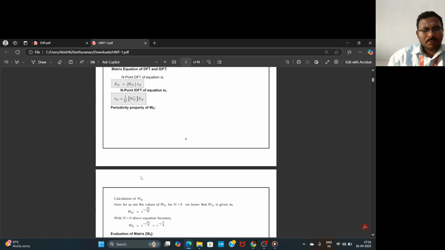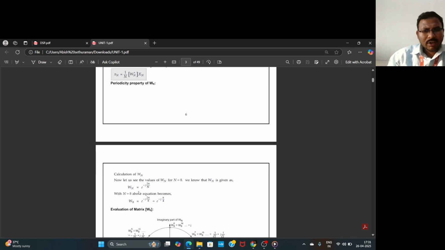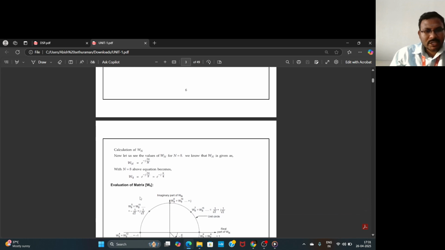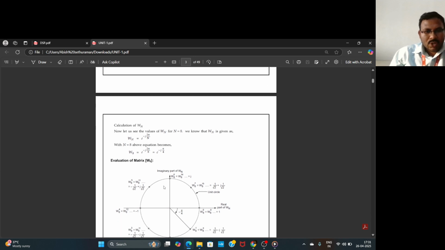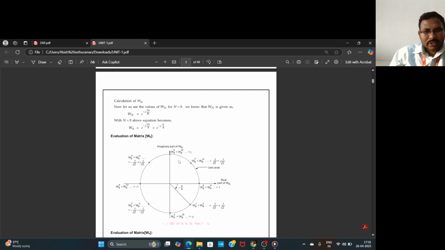Based on the periodicity property of W N, we consider the N value as 8. Here W N equals e power minus j 2 pi divided by N is the formula. Substituting N equal to 8, e power minus j 2 pi by 8 simplifies to e power minus j pi by 4. Using the cyclic property, we take the real part and imaginary part. We denote W8 power 0, then W8 power 1, W8 power 2, and likewise calculate up to W8 power 7.